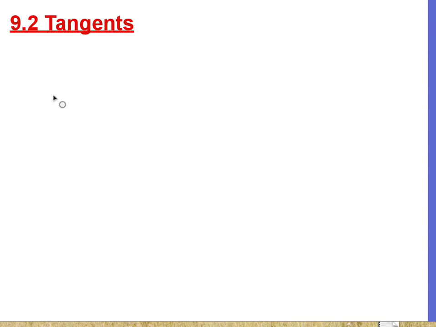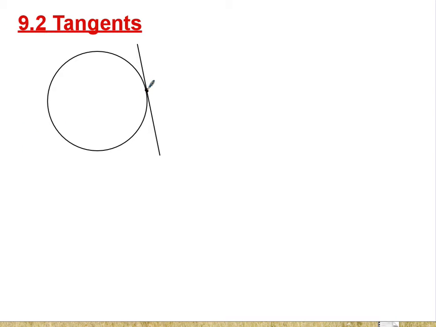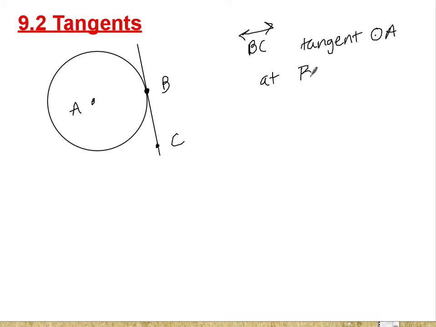So let me draw a circle, and let's go over what a tangent is. A tangent line or segment to a circle is a line or segment that touches a circle exactly at one point. In this circle, let's call it circle A, we could say that segment BC or line BC is tangent to circle A at point B. Point B, where the line and the circle meet, is called the point of tangency.